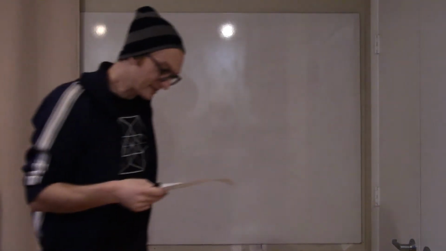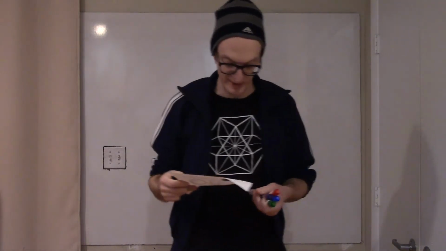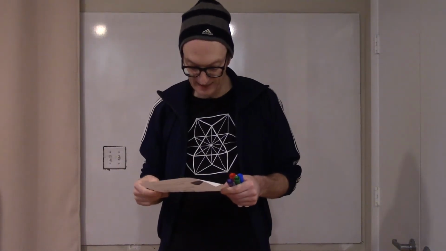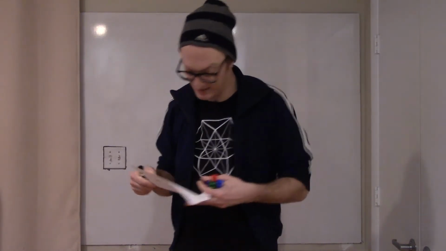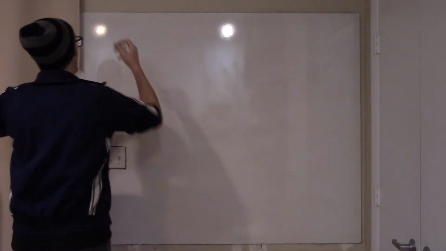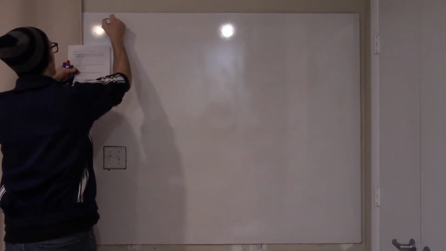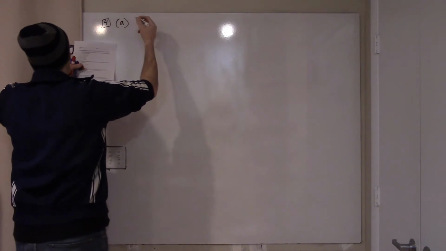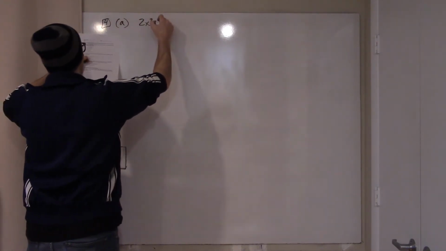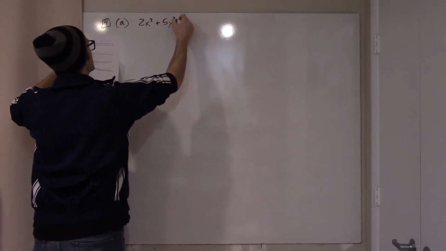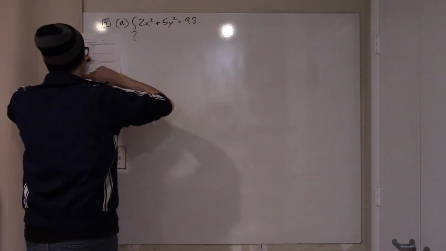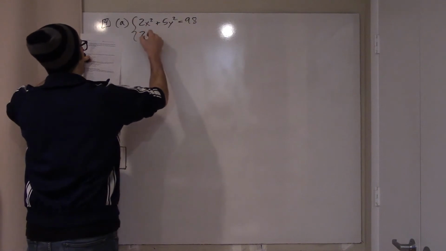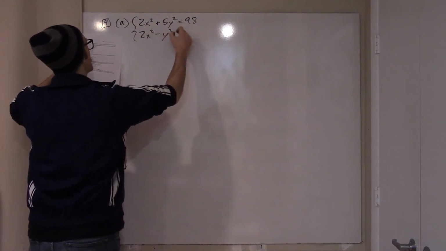The new stuff, solving systems of second degree equations. I did things a little bit differently in every class. So I might just do all of these. So this is now 4A. Let's certainly do 4A, at least, and let's see how long that takes. So 2x squared plus 5y squared equals 98, and 2x squared minus y squared equals 2.